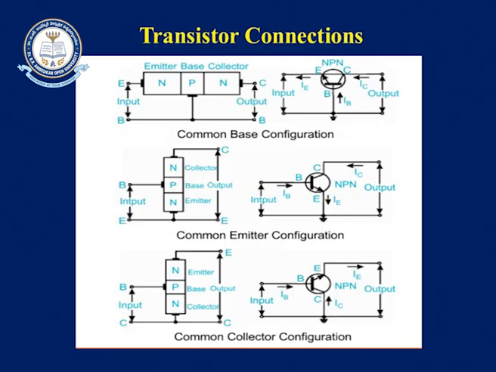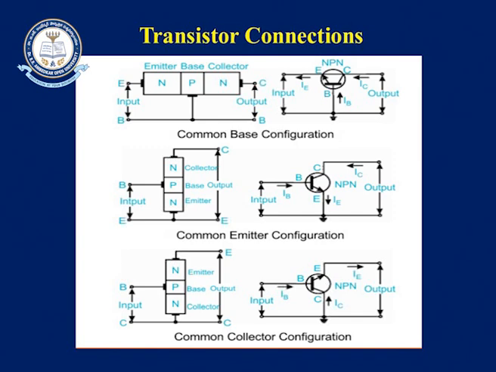Next we will see the different transistor connections. As we know, NPN is there, PNP is there. In this NPN or PNP, whichever terminal I keep in the middle, that configuration we will use. If I keep the base in the middle, that is IB. If I keep the emitter in the middle, that is IE. If I keep the collector in the middle, that is IC. So in practice you can use either an NPN transistor or a PNP transistor, but concentrate on which configuration we are using.